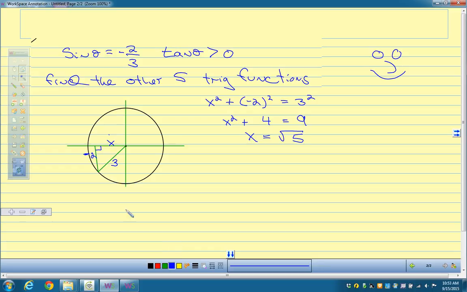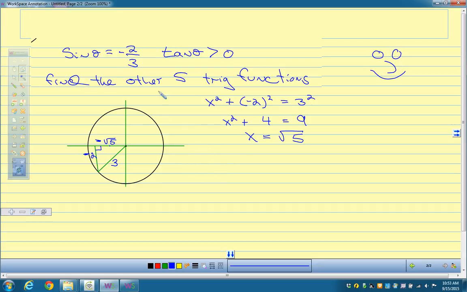Yeah? And so then I'm going to just draw on my picture, instead of calling this x, I'm going to call this square root of 5. Is that square root of 5 going to be negative or positive? It's negative, right? It's kind of incorrect to call it a length negative, but I always say this is negative, that's negative. And then you can find all your 6 trig functions.